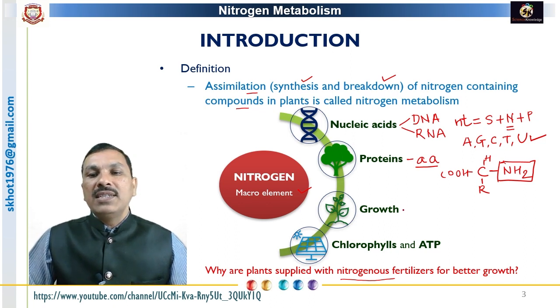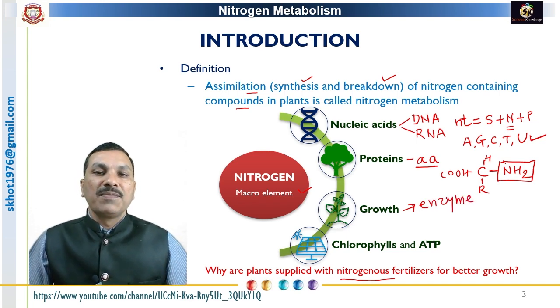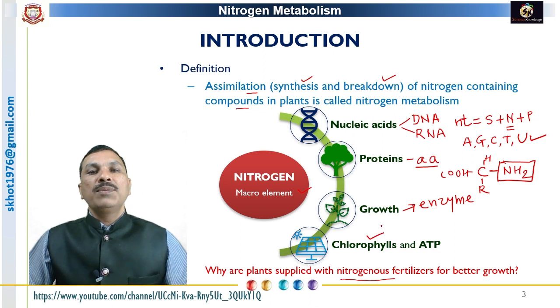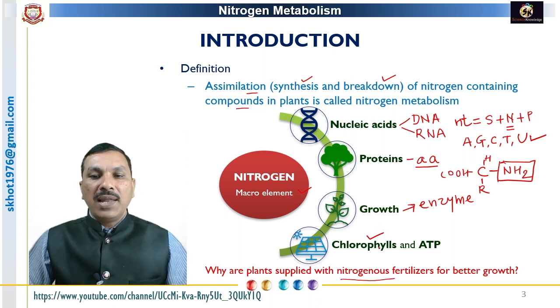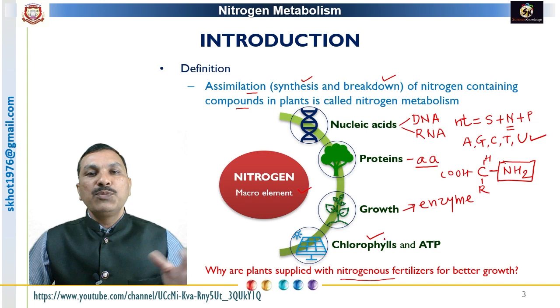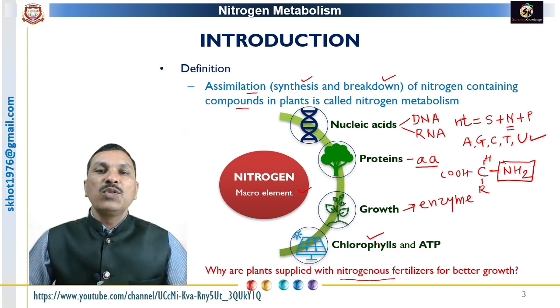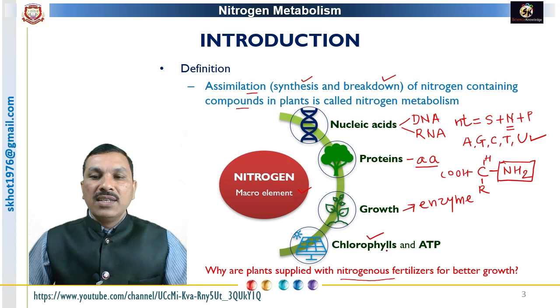The growth of plants is controlled by enzymatic reactions. And we know that all enzymes are proteins. So again, for synthesis of enzymes, nitrogen is essential. Nitrogen is also a component of chlorophyll. This is the plastid pigment which is responsible for harvesting solar energy and converting it into chemical energy. This process is photosynthesis. So in absence of nitrogen, the chlorophyll synthesis process will be hampered.